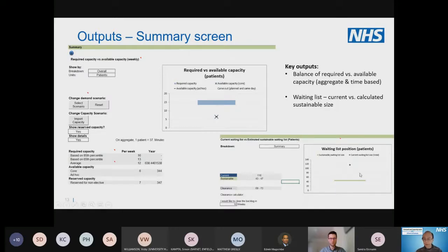The second one is looking at, as I mentioned right at the start, what your sustainable waiting list size is versus what your current waiting list position is. And if this is significantly above your sustainable waiting list size, then once again, it's a risk assessment. There's a risk that your patients are waiting too long, or may end up waiting too long. The outputs of this basically need to be married up to what's actually happening on the ground. And that's actually the most important thing.